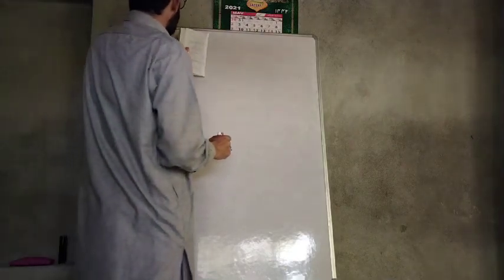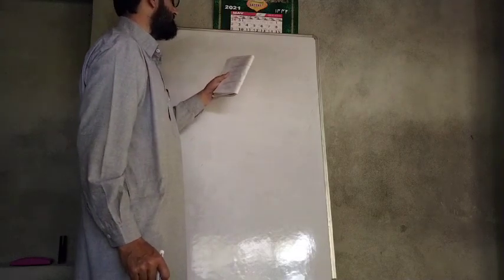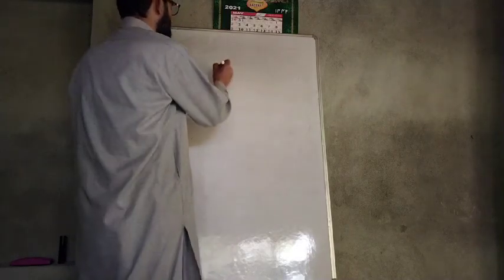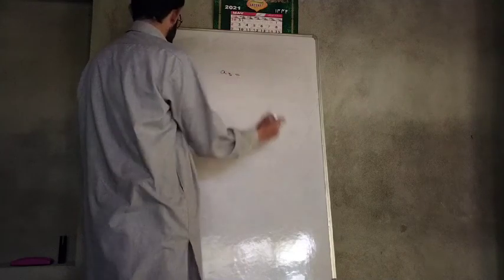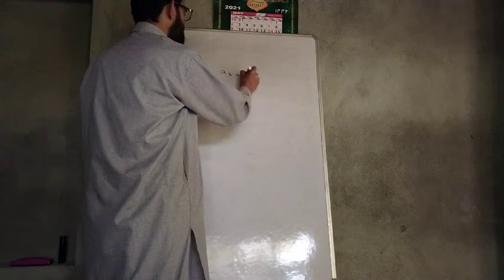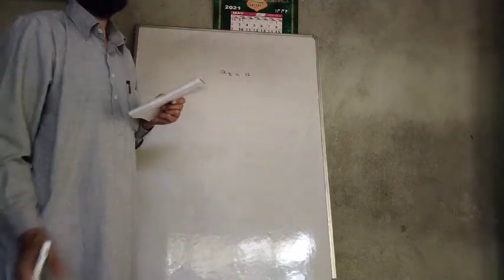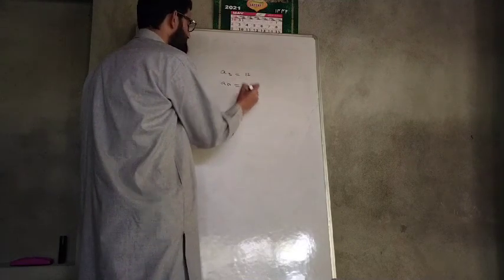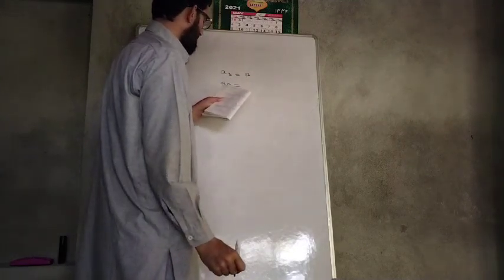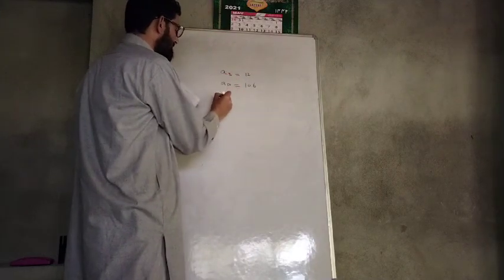Now see, the AP consists of 50 terms. The third term, that is A3, is equivalent to 12. And the last term: when there are 50 terms in an AP, obviously the last term is the 50th term. So A50 is equivalent to 106.